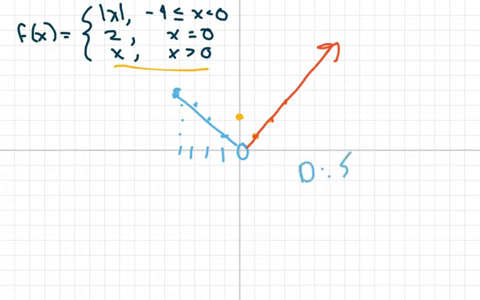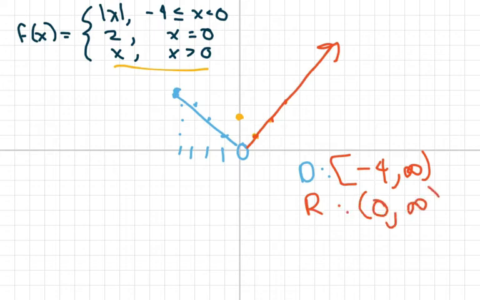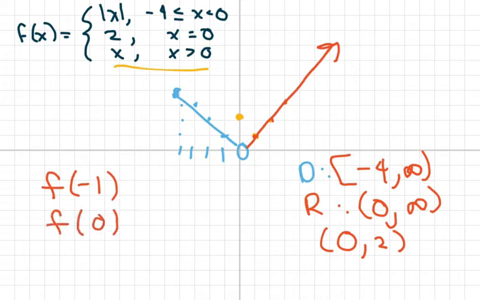So our domain, we're going from -4 to infinity. My range is 0 to infinity. I have a y-intercept at (0, 2). And if you do f of -1, f of 0, and f of 2, f of -1 is 1, f of 0 is 2, and f of 2 is 2. Okay?